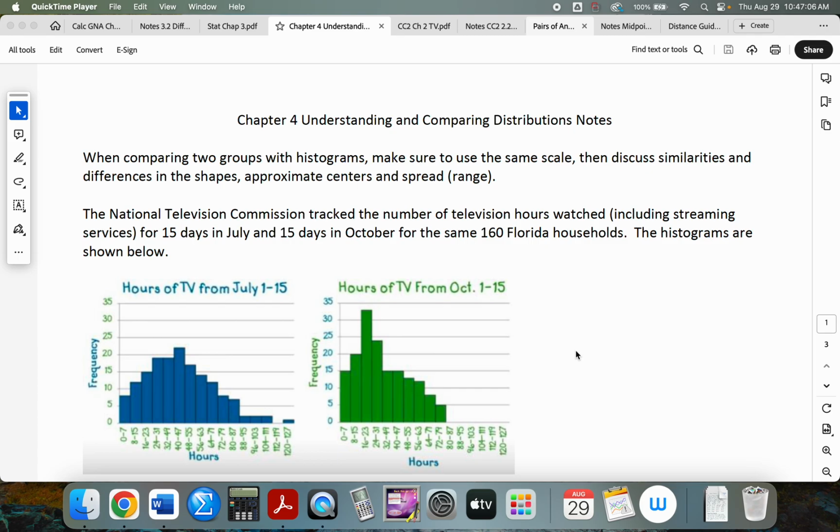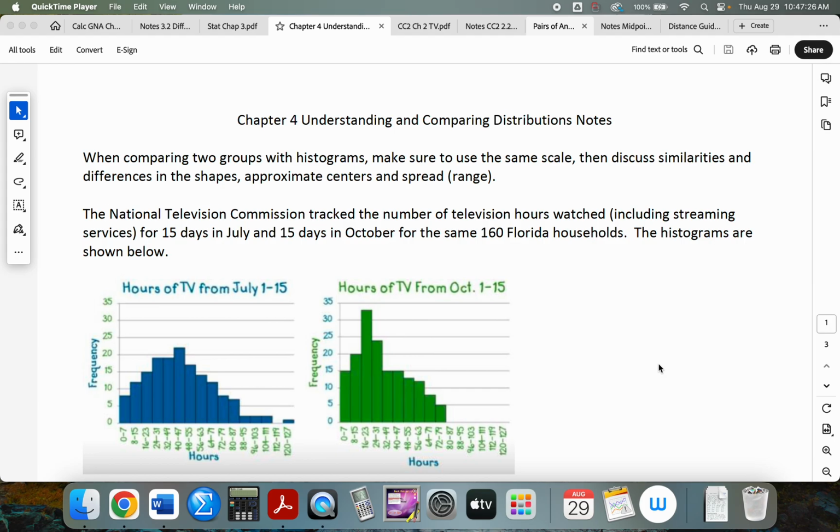Today we're going to start chapter 4, and this is something that is frequently done on the AP exam where you have to compare two different distributions. So you can talk about how this one is different than this one, how this one is the same as this one, and what does that tell you.